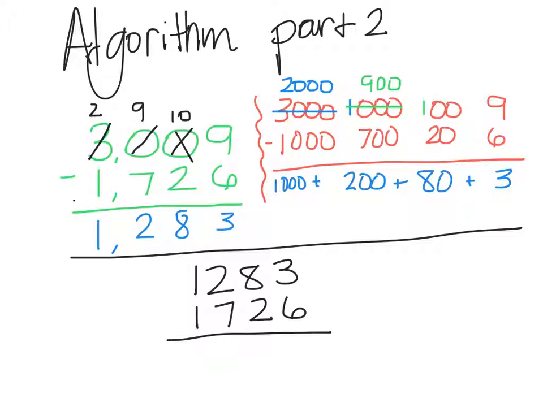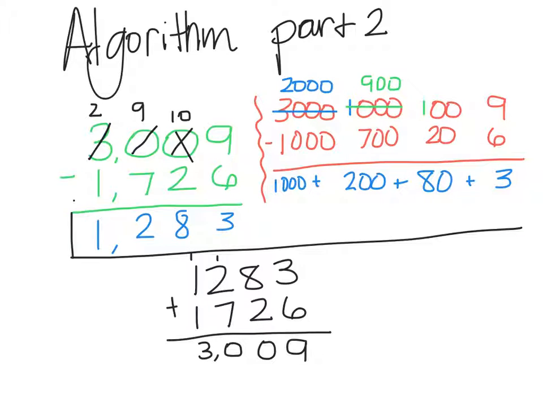3 plus 6 is 9. 8 plus 2 is 10. Bring your 1 up here. 1, 2, 3, so 3 plus 7 is 10. And 1, 2, 3. 3,009.